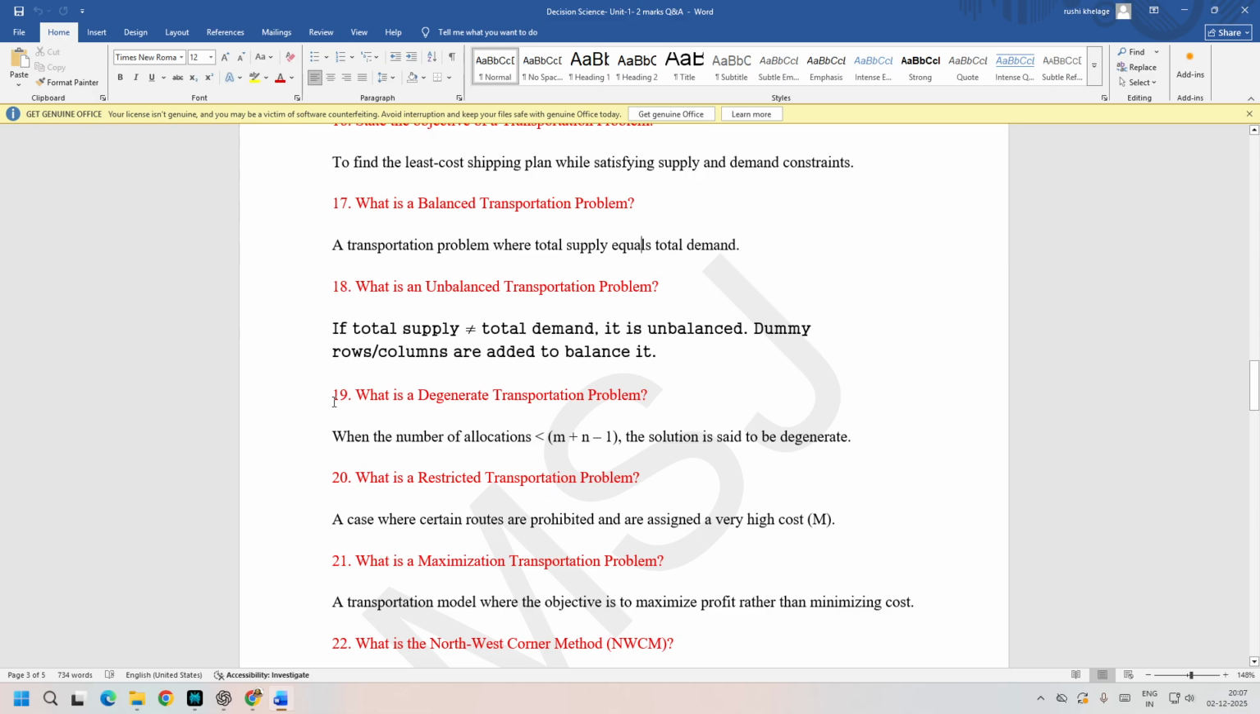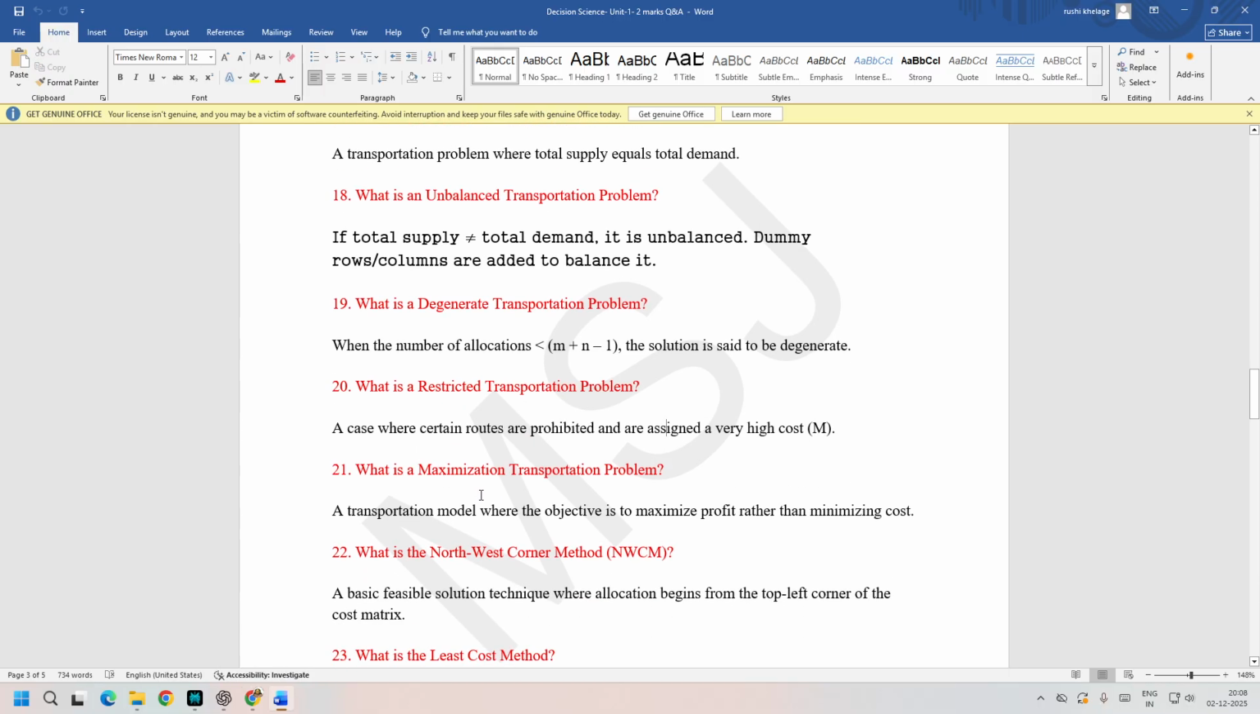Question number 19. What is a degenerate transportation problem? When the number of allocations is less than m plus n minus 1, the solution is said to be degenerate. Question number 20. What is a restricted transportation problem? There was a restricted assignment problem, here restricted transportation problem. A case where certain routes are prohibited and assigned a very high cost, those are called restricted transportation problems.